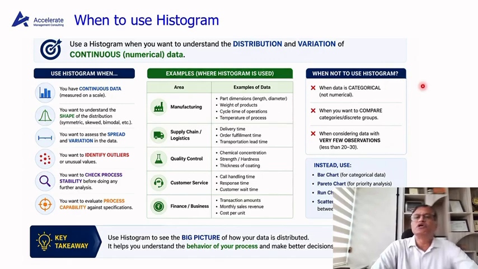When should we not be using histogram? Whenever our data is categorical, that is not numerical, or when we want to compare categories or discrete groups, or when considering data with few observations. If we don't have enough data, that is the data set is less than 20 or 30, we should not be using histogram. So in a nutshell, histogram gives us a big picture of how our data is distributed. It helps us understand the behavior of our process and make better decisions.